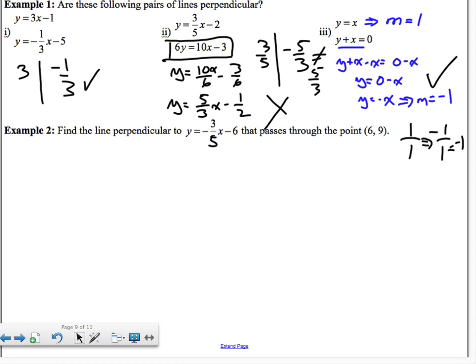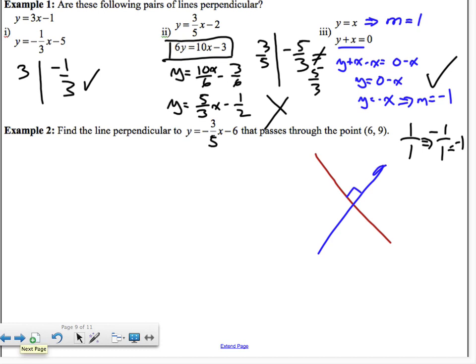Okay. So find the line perpendicular to y is equal to negative 3/5 x minus 6. So we're given this line, this equation, y is equal to negative 3/5 x minus 6. We want a line that's perpendicular to that. So let's say this one has a negative slope. So this line is going to look something like that. We want a line that's perpendicular to it, right? Even this helps you visually do it. You don't need the grid. You want a line that's perpendicular to that.